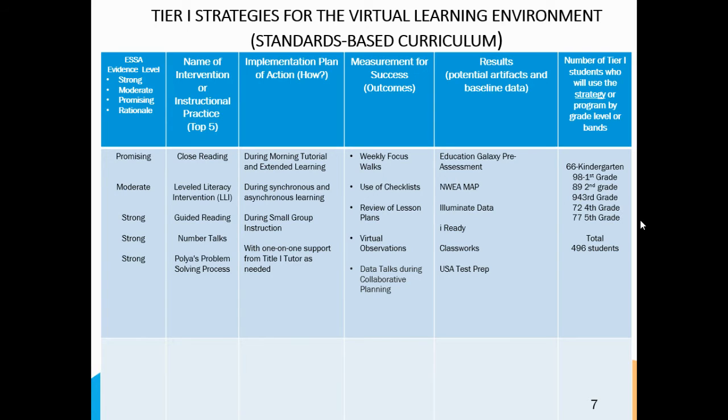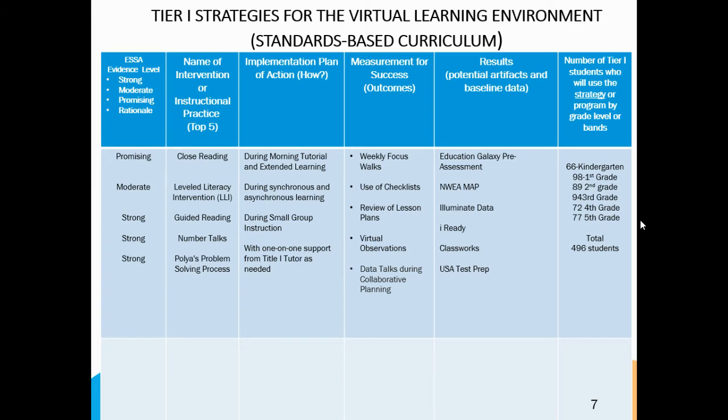For guided reading, evidence level is strong. Doing small group instruction, review of lesson plans, and evidence of this will be through Illuminate data. For the intervention of number talks, the evidence level is again strong, with one-on-one support from the Title I tutor as necessary with visual and virtual observations. The results of that will be through Classworks. And the POI problem-solving strategy, strong evidence level. The implementation plan for that will be one-on-one support from the tutor.